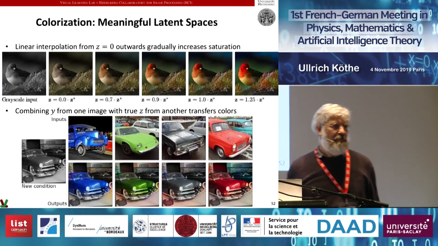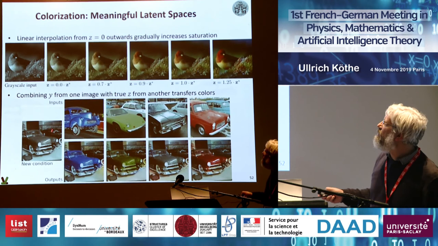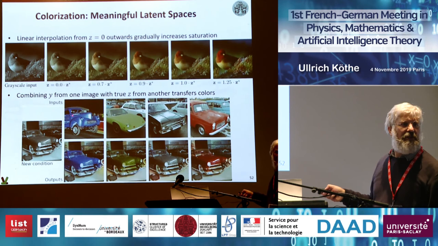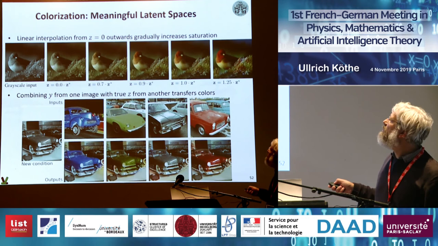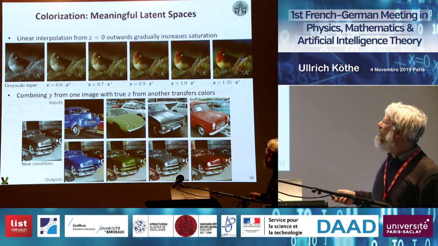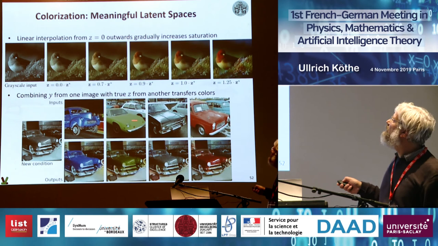And this can be used to do color transfer. So this is our grayscale image that we want to colorize, and this is a source image. We would like to take the color from the source image, but the geometry from the target image. What we do is apply the forward network to these target colors, and then use the Z vectors that we get and apply the backward process of the network with these Z vectors. And then you see that the colors are transferred.